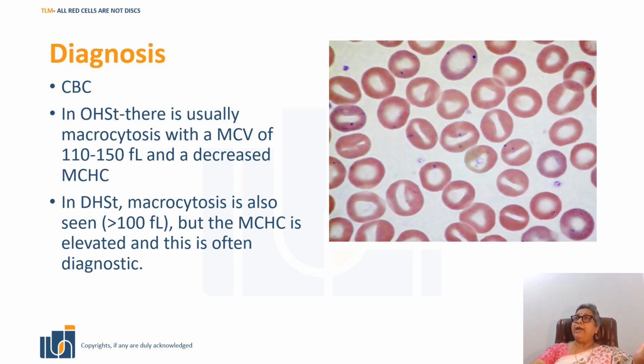Now in overhydrated stomatocytosis, obviously the MCV will be high. There's macrocytosis and the MCV is almost 110 to 115 femtoliters, but the MCHC is decreased. Obviously there's less hemoglobinization because of overhydration. In dehydrated stomatocytosis, there is still macrocytosis because these cells are slightly macrocytic, but the MCHC is elevated, and that is how you differentiate between the two. So it's important that when you diagnose stomatocytosis, you see plenty of such cells and they are not artifactual.